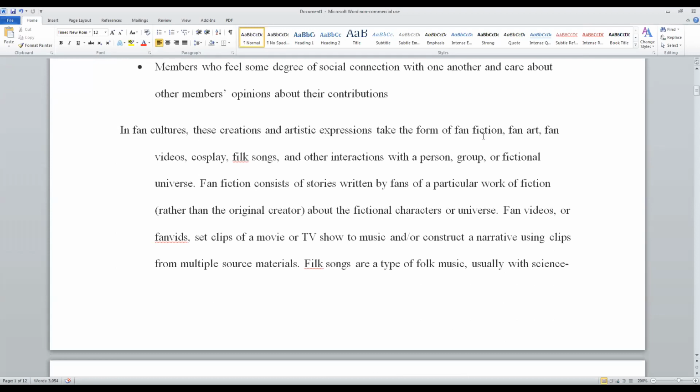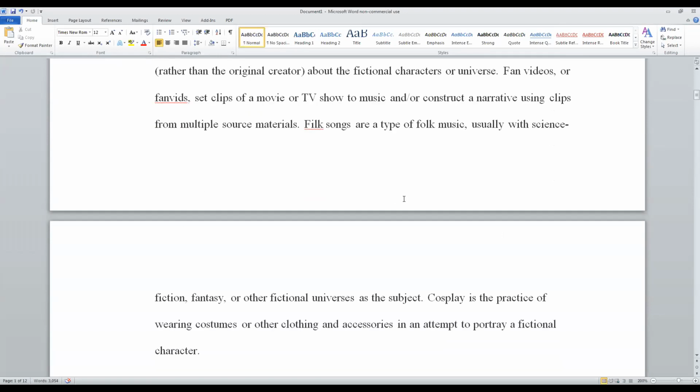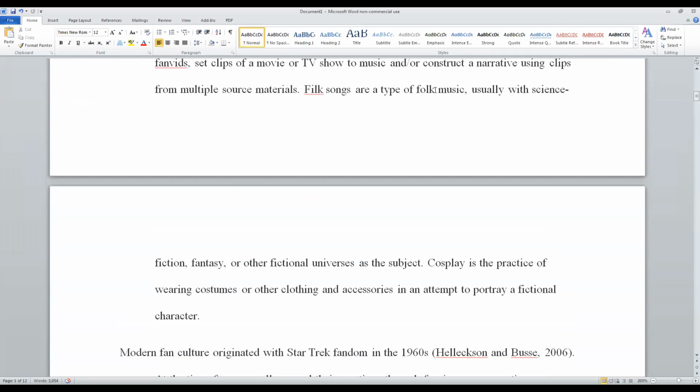These creations and artistic expressions can take the form of fiction or short stories, fan art, fan videos, cosplay, right? This is where people dress up like stormtroopers and so on, and other things. Filk songs, which is a folk type song inspired by science fiction or other fantastic elements, and other interactions with a person, a group, or a fictional universe. Yeah, as it says here, filk songs. Before I read this article for the first time a few years ago, I had no idea what filk songs were, but they're a type of folk music with science fiction, fantasy, or other fictional universes as the primary subject.